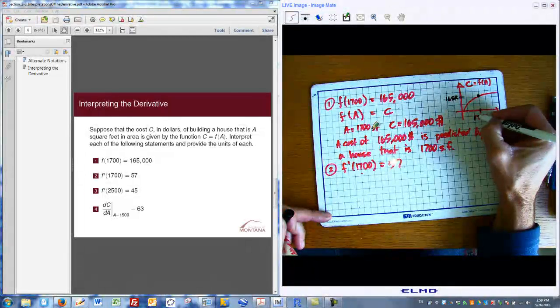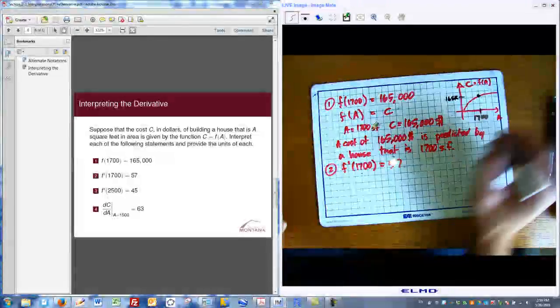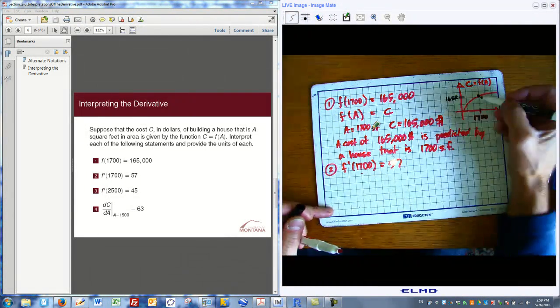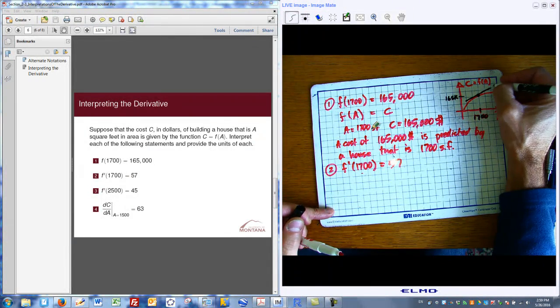I'll do these in black. So we know that that's the value of the function, but now we're being told that the derivative of the function at 1700 is 57. So literally what we're being told is some statement about that line, and its slope is 57.